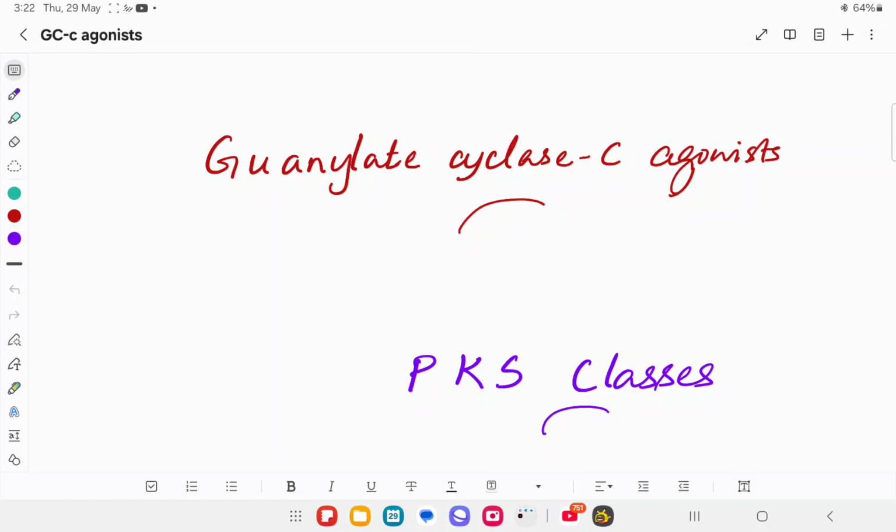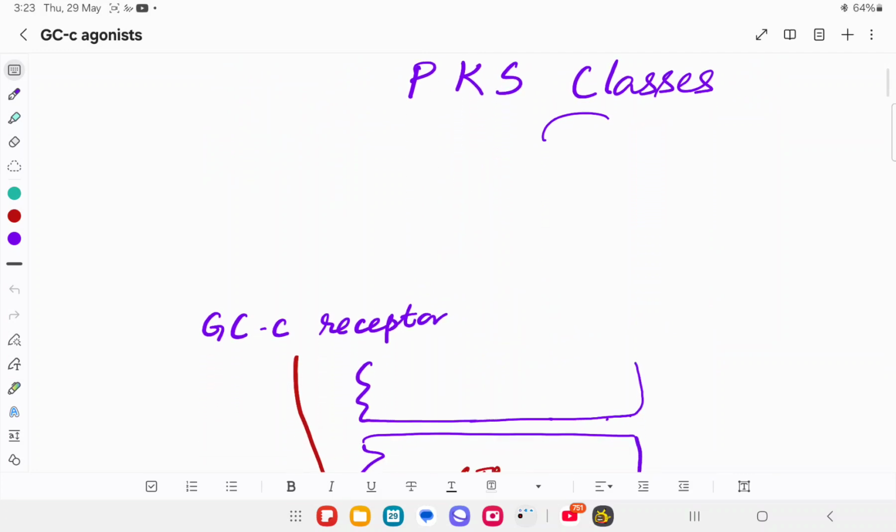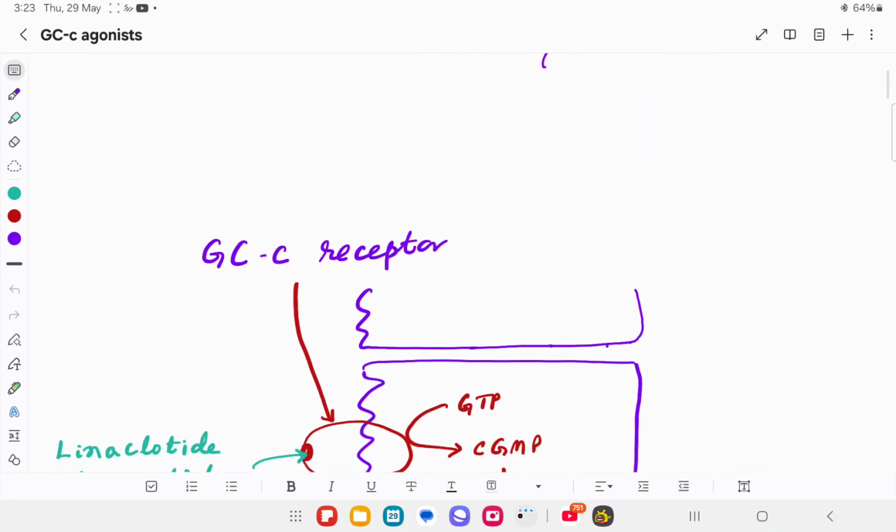Today we will study guanylate cyclase C agonists. These come under the laxative drugs.